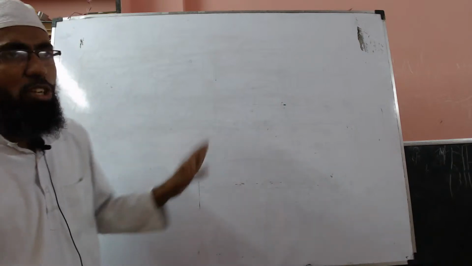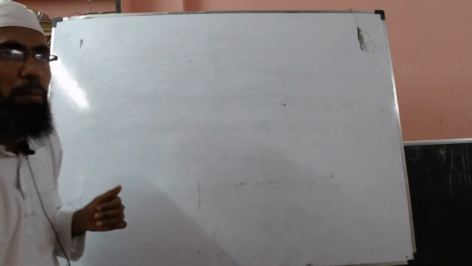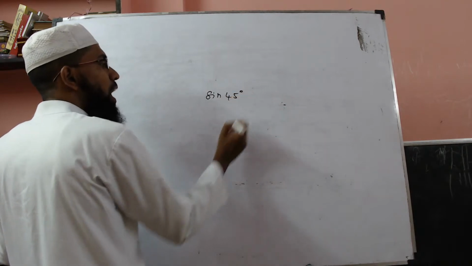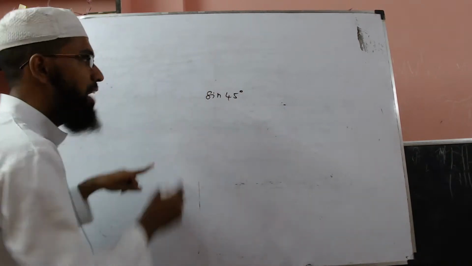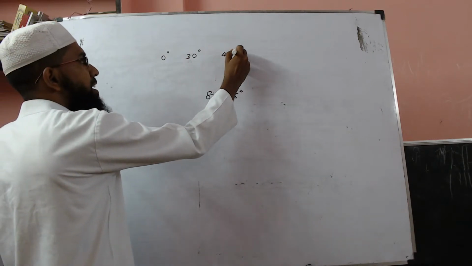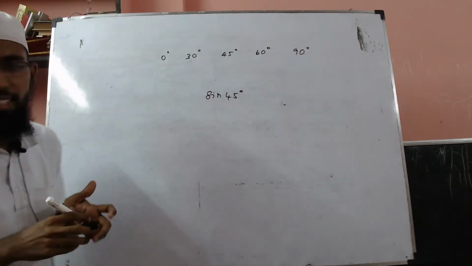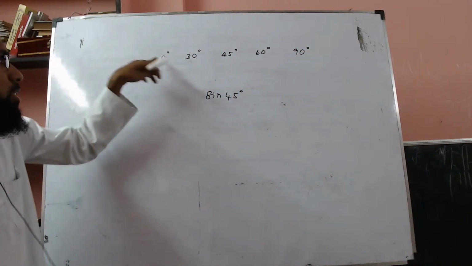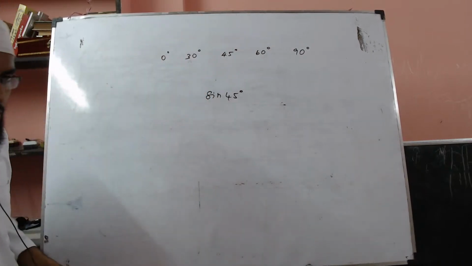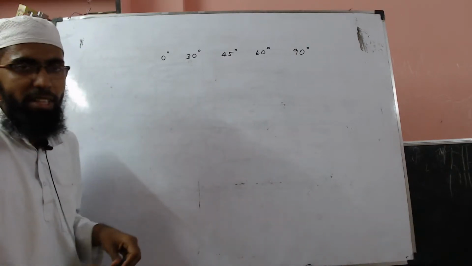Now we have 6 trigonometric ratios. How will we calculate the values for all the 6 trigonometric ratios? If I want sine of 45 degrees, how will we calculate it? You know the table, right? We have a table for 0 degrees, 30 degrees, 45 degrees, 60 degrees, and 90 degrees. You would have studied this table in 10th standard itself. What is the value for sine 0, sine 30, sine 45? For all the 6 trigonometric ratios, you would have studied them in 10th standard itself.